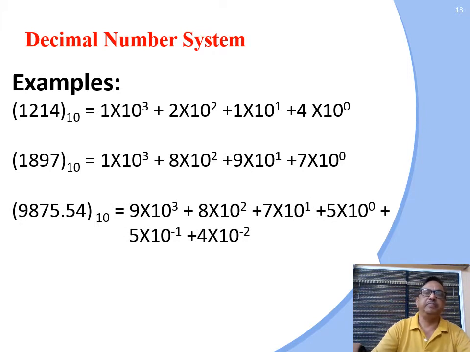The third example I have taken is a mixed number, in which the integer portion and fractional portion are both present with the radix point. You can see, when we have given them the positional weight, in the fractional part, 5 is multiplied by 10 to the power minus 1 plus 4 into 10 to the power minus 2, and similarly we have given positional weight in the integer portion, and when we add them we will get the final number.